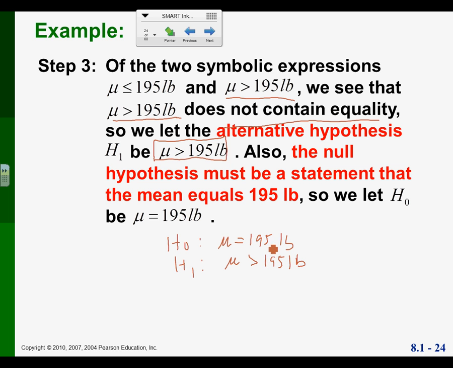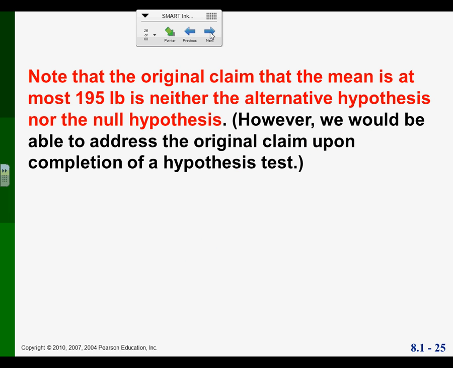Do you know why it's called null? Because some people use the symbol as not or null, an empty set. If you took the stats, or if you took the math course, I talked about that at one time. And here's what some people have a problem with. The original claim, that the mean is at most 195, is neither the null nor the alternative hypothesis. There's nothing you can memorize through this. You actually have to think your way through all these questions.